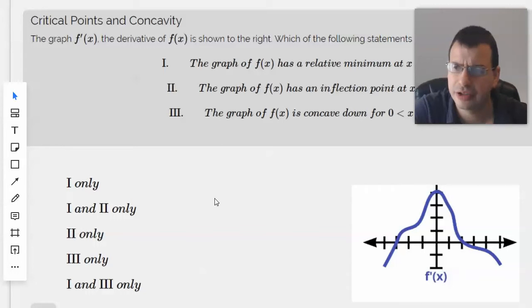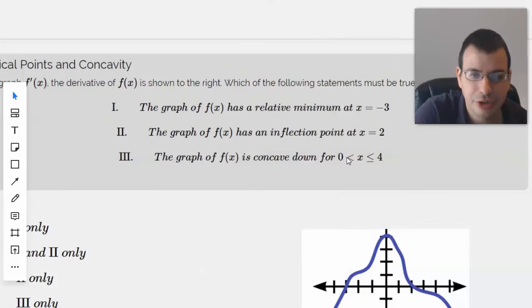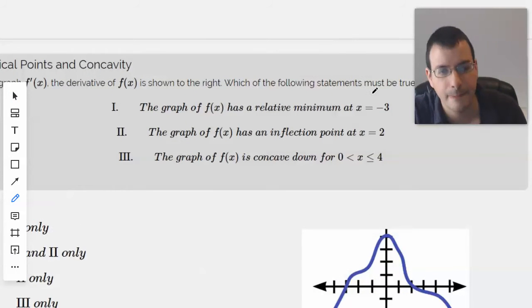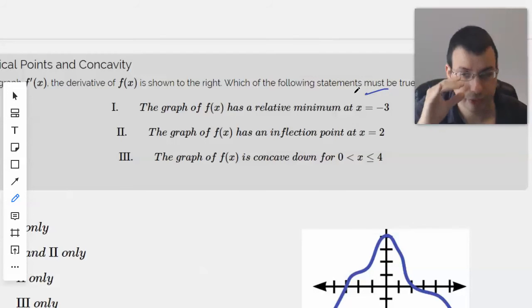The graph f prime of x, the derivative of f of x, is shown to the right. Which of the following statements must be true? Interesting. So one of the key points here is must be true as opposed to might be true.